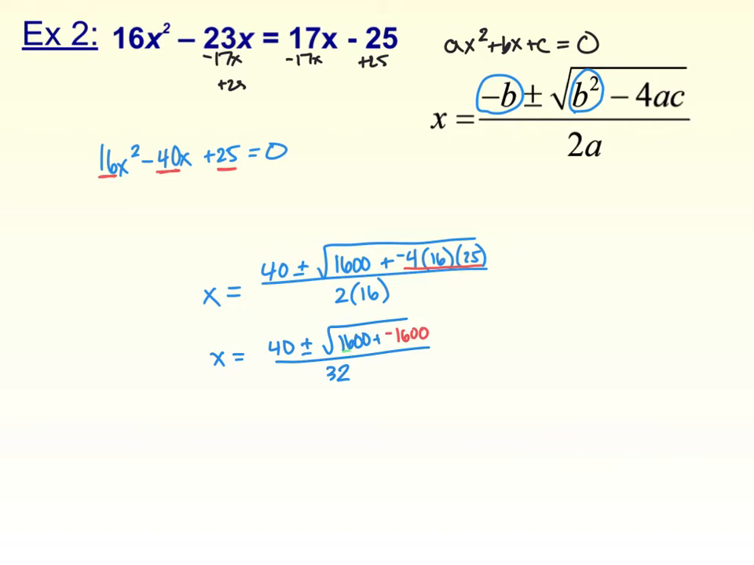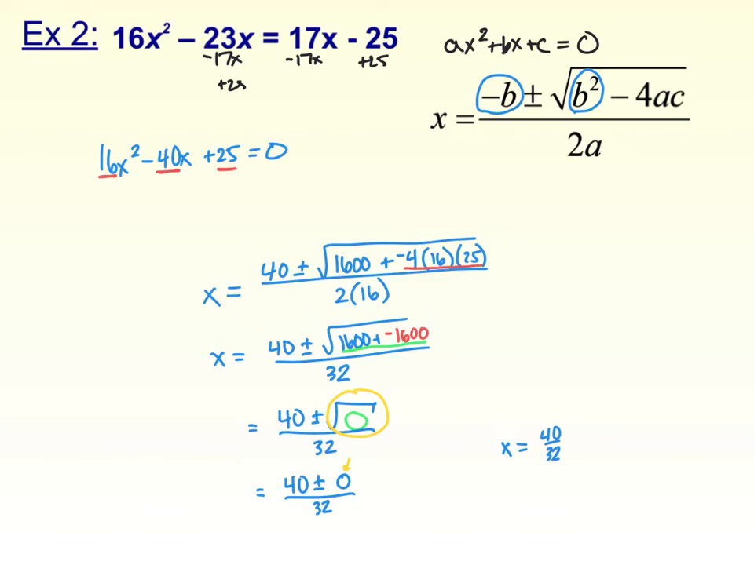And if you take a look here, 1600 plus negative 1600 just becomes 0. So 40 plus or minus the square root of 0 all over 32. Now, you can take the square root of 0. The square root of 0 is, in fact, 0. So now my numerator is 40 plus or minus 0 over 32. If you get this square root to work out so it's a whole number, you then add and subtract it in the numerator. So 40 plus 0 is just 40 over 32. So x would be 40 over 32. If I did 40 minus 0, that's still 40 over 32.